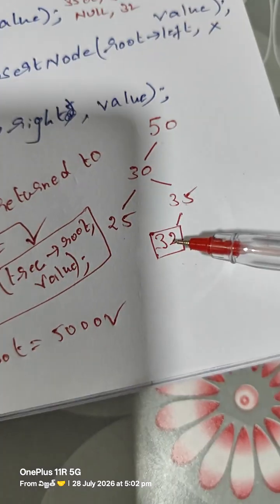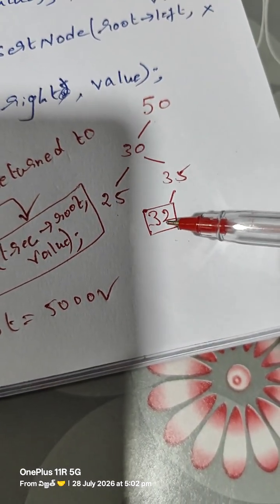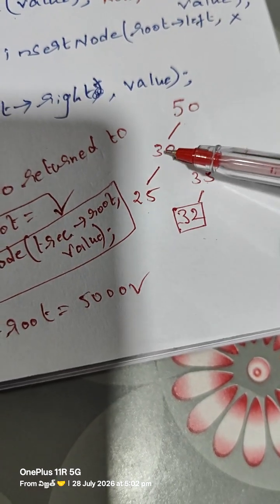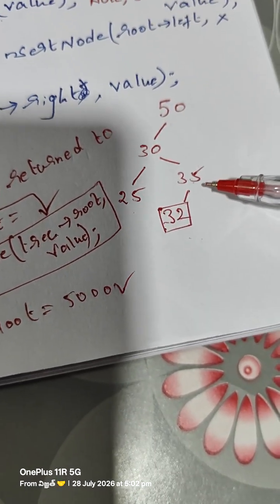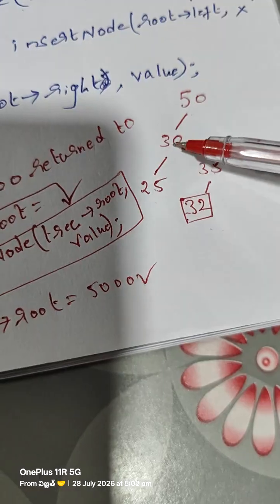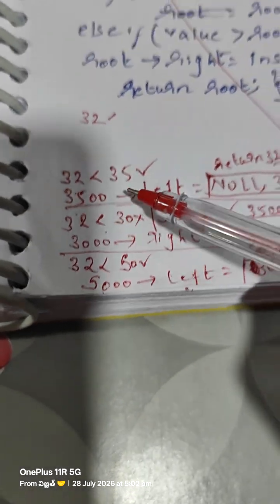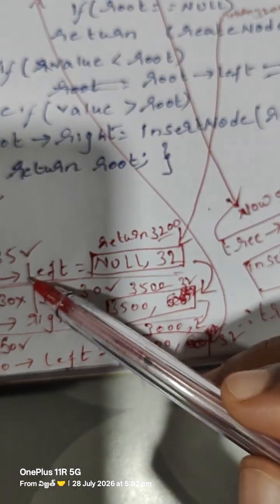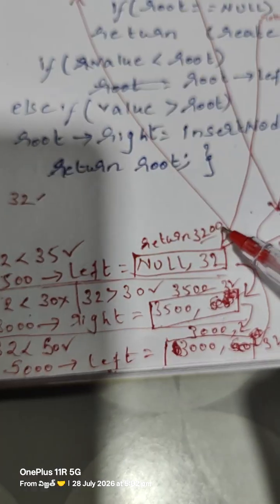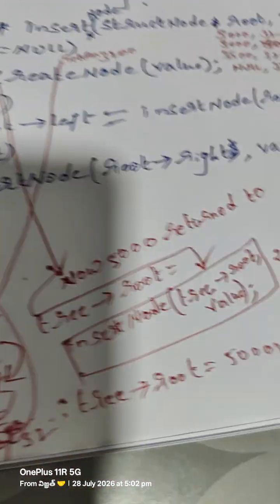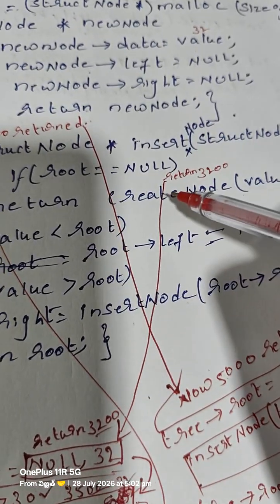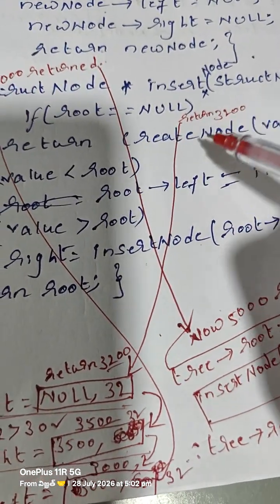After that, now you need to get back. Now the 32 is towards the left of 35, the 35 is towards the right of 30, and the 30 is towards the left of 50. So from here onwards you have to start. At this position right now it is empty, so here I have empty, you need to create a node.